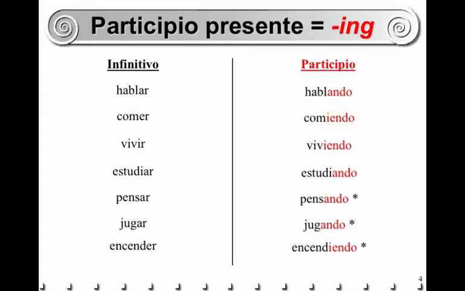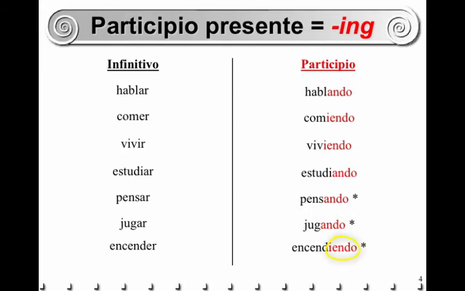Vivir, to live. Viviendo, living. Estudiar, to study. Estudiando, studying. Pensar, to think. Pensando, thinking. Jugar, to play. Jugando, playing. Encender, to light up. Encendiendo, lighting up.